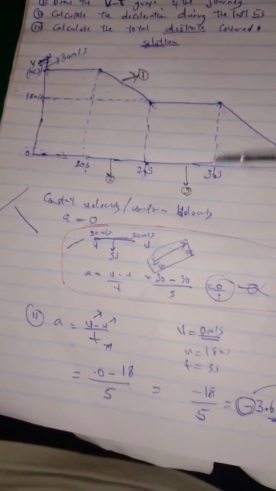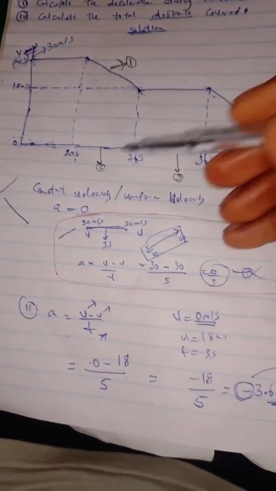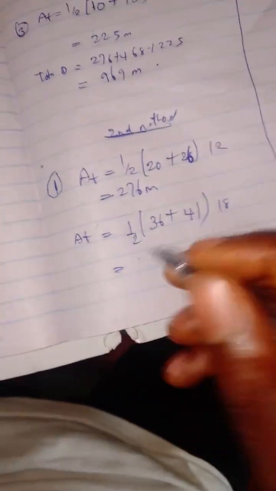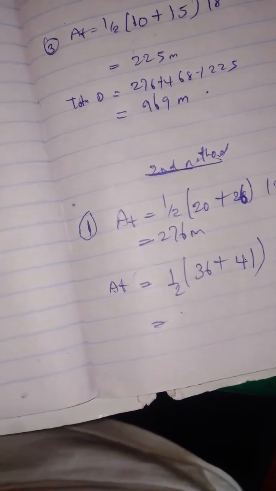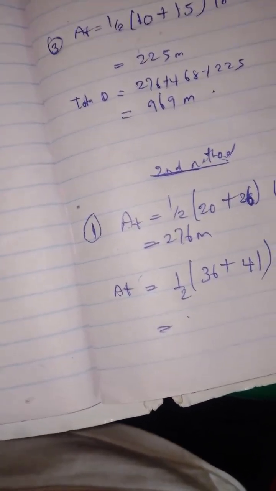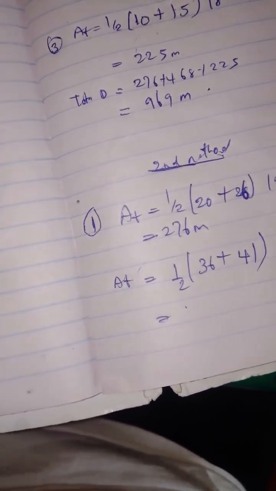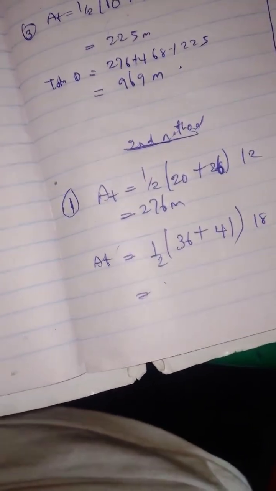The height is from either of the three here. Anyhow, they are the same thing. 18. 0 to 18. 0 to 18. That's what? 18. The height. Then that's what? Half. Then 36 plus 41 by 18. 36 plus 41, you get 77 by 18. You get 1386. So 1386 divided by 2, you get 693.